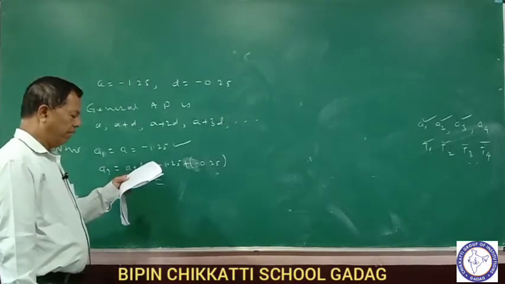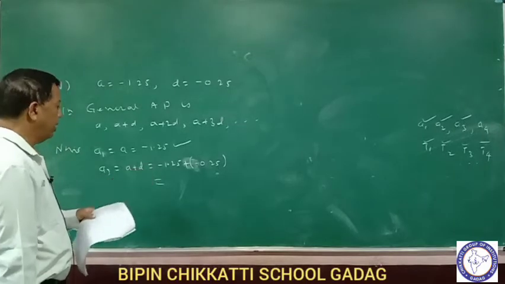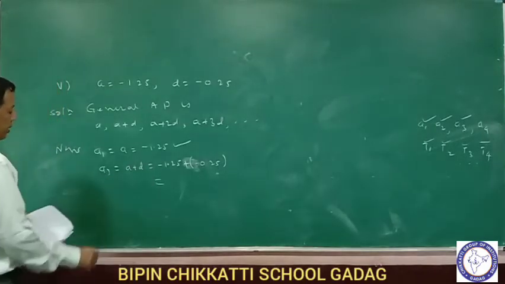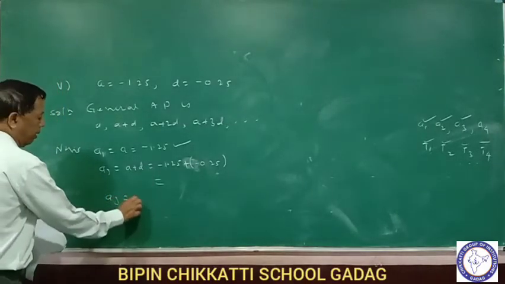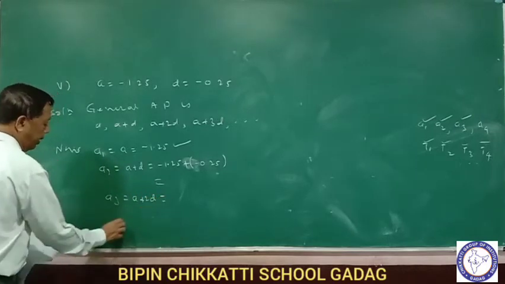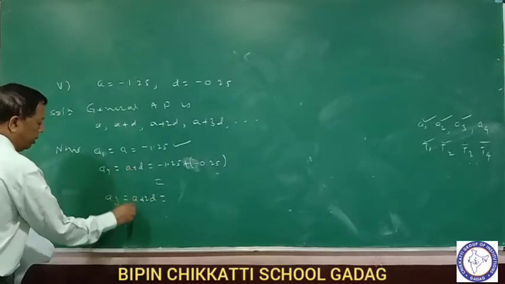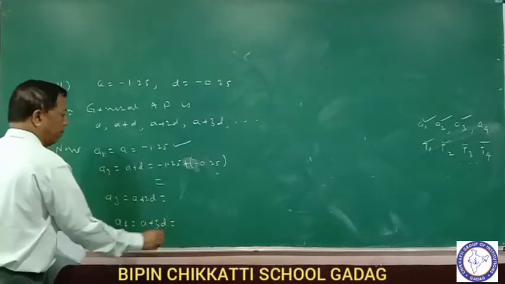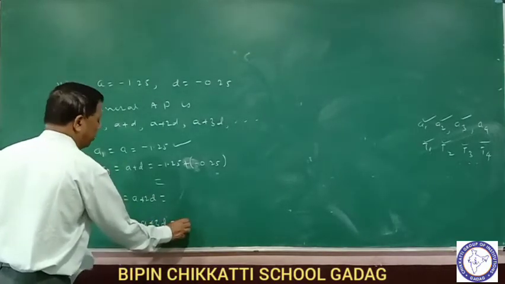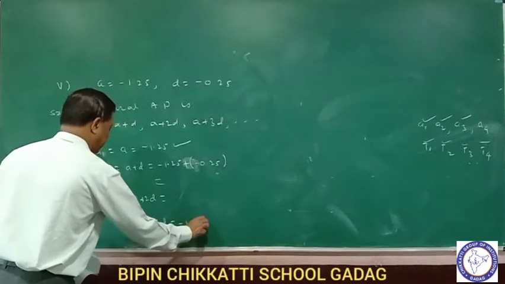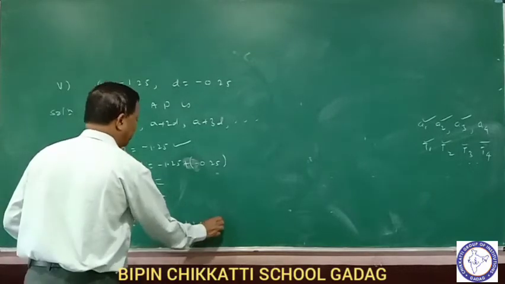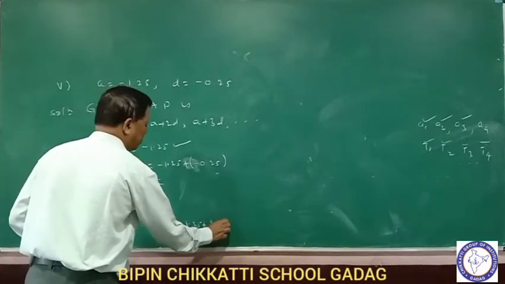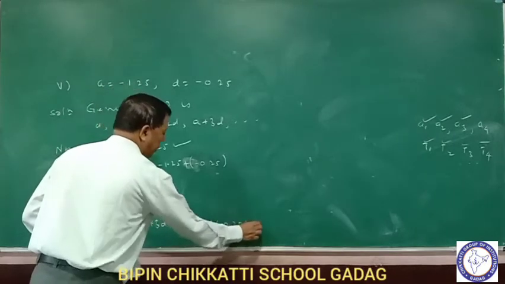And when you go for writing these results, accordingly you can see that A3 is A plus 2D, and the last one is 1, 2, 3, and A4 is A plus 3D. A means already minus 125 plus, and 2 into minus 0.25 is equal to.